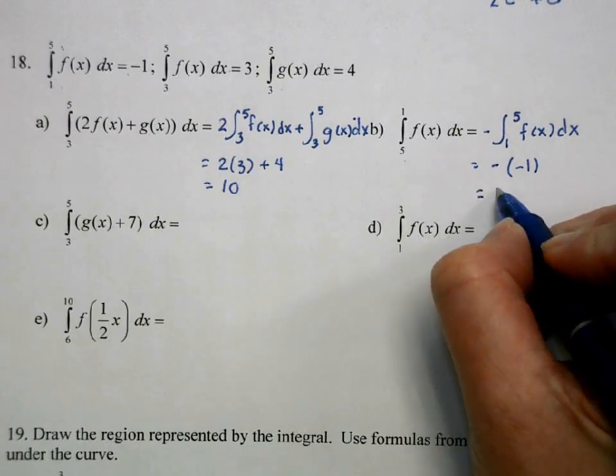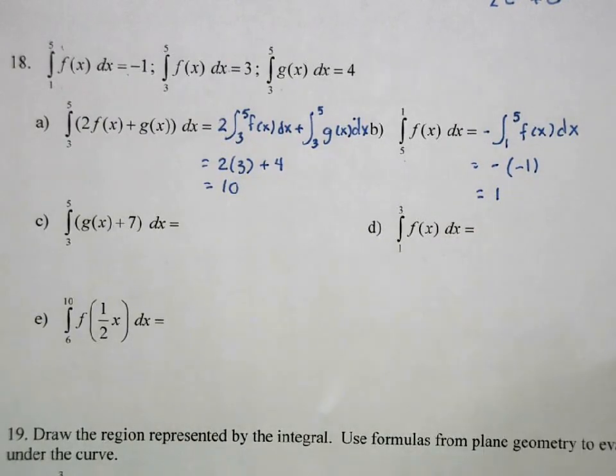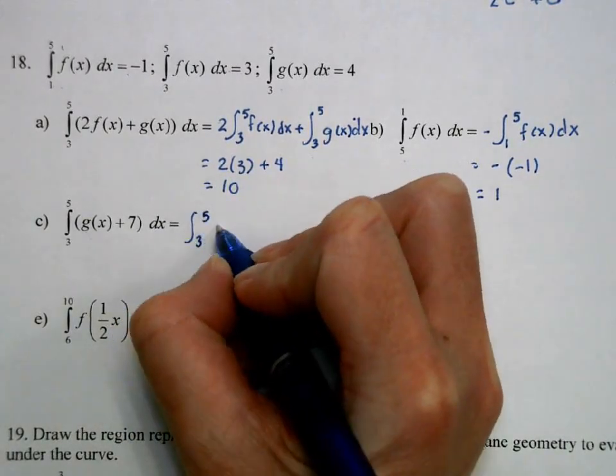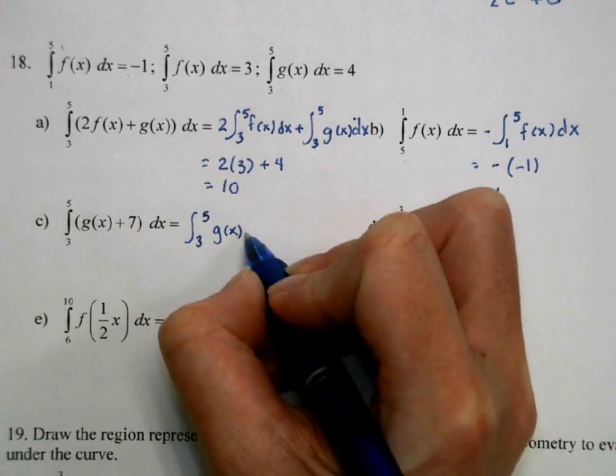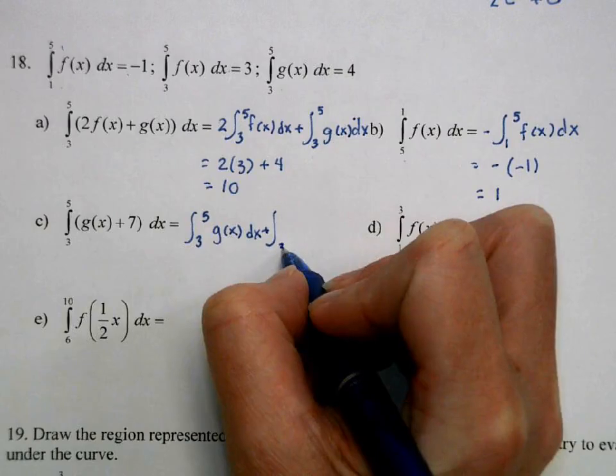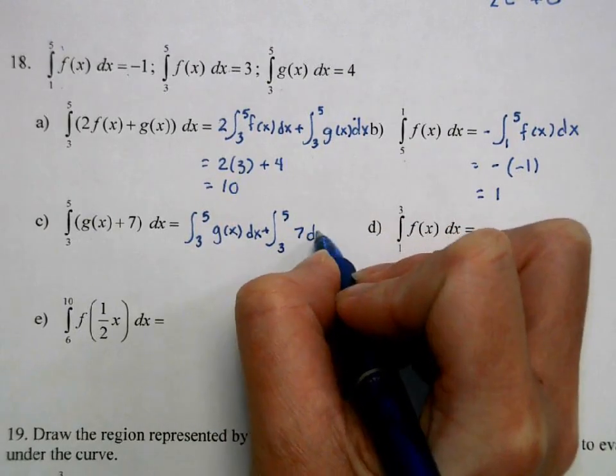Here, be really careful about this one. So I'm going to integrate from 3 to 5 of g of x. And the most common mistake I see is you just take that number and then add 7 to it. But we're integrating 7 from 3 to 5. Well, 7 would just be a horizontal line if we're looking at it graphically.